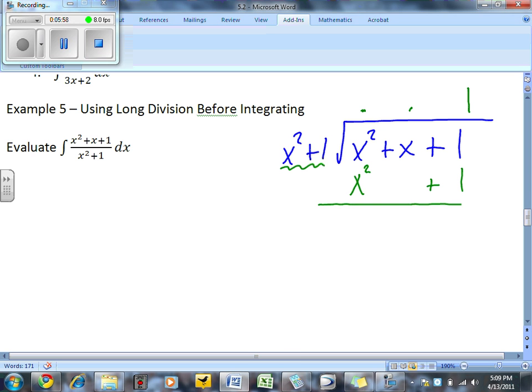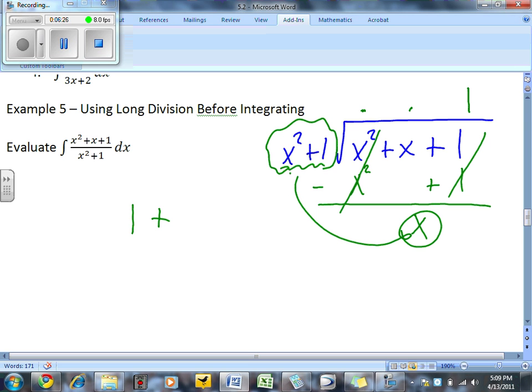And if you remember, anytime you divide, you're subtracting. So my x squareds cancel out, and my 1's cancel. I'm left with an x, and I can't do anything about that. I can't multiply this by anything to get just an x. So that actually is my remainder. So what we can say is that this equals 1 plus the remainder all over what we divided by, so x over x squared plus 1.